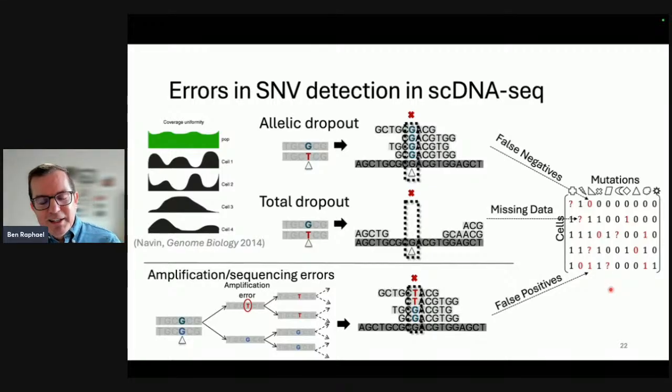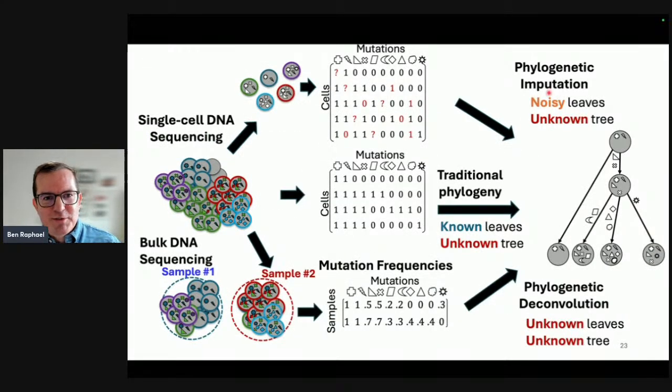So this creates another variation of the classic phylogeny problem, which I refer to as the phylogenetic imputation problem, where now in this problem, we've measured the individual leaves of our tree, the individual cells, but we've measured them with some amount of noise. And so can we build a tree from this data with noise? So we've got the traditional phylogeny where we measure the leaves, but we don't know the tree. And then we've got these two variations where we measure the leaves with noise in the single-cell sequencing case, or where we don't measure the leaves, we instead measure mixtures of the leaves in the bulk case.